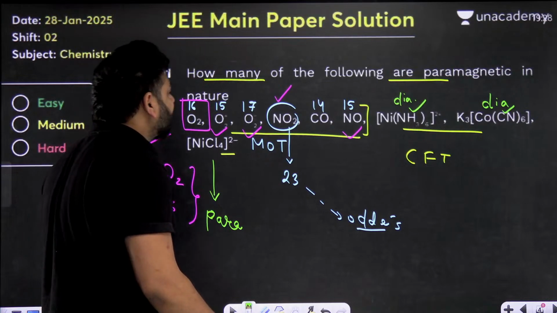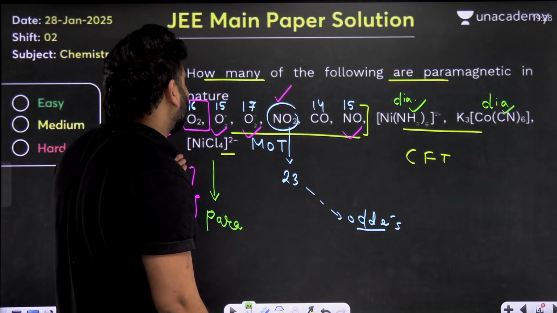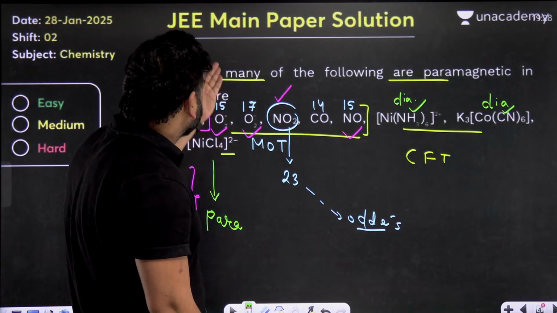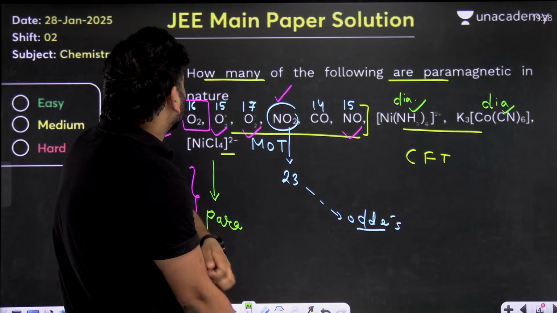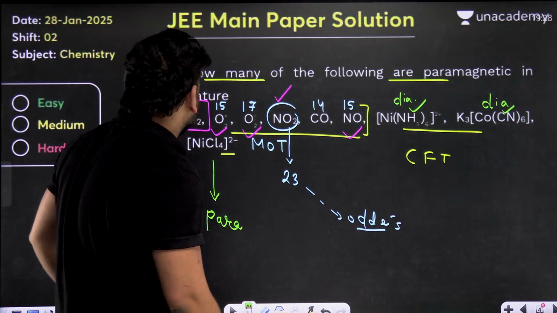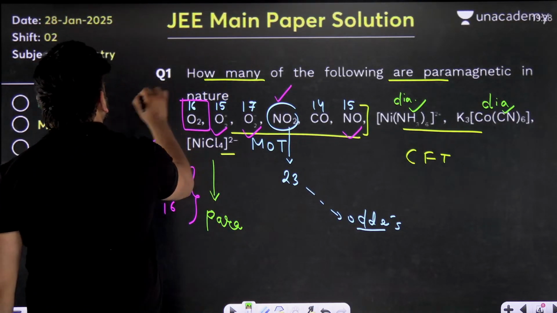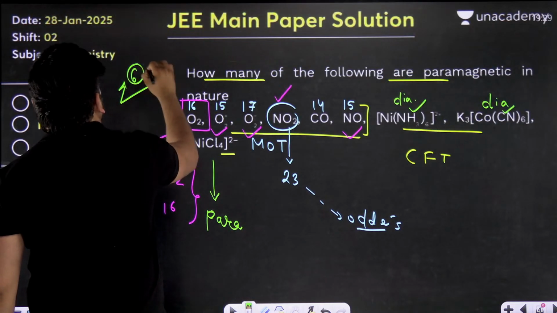Now can you check out the correct answer, everyone? How many of these species did we get correct? 1, 2, 3, 4, 5 and 6. So there are a total of 6 species which we are getting here as an answer.